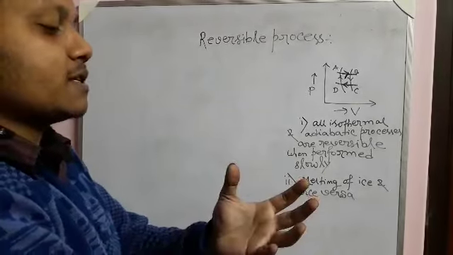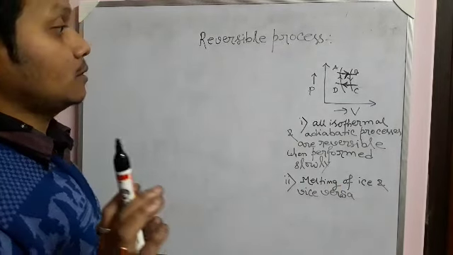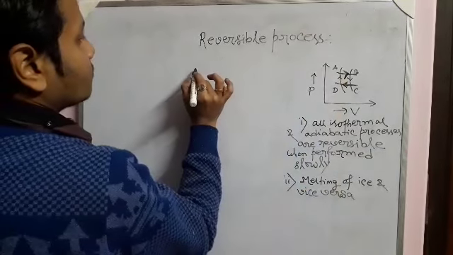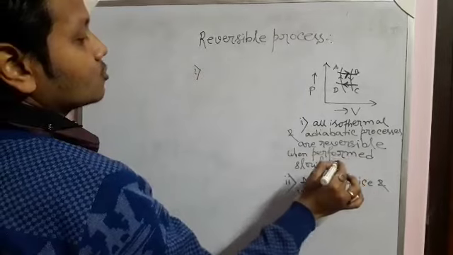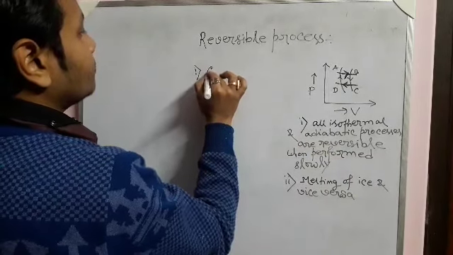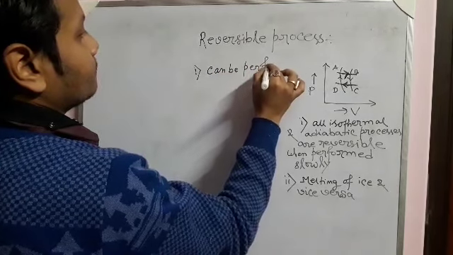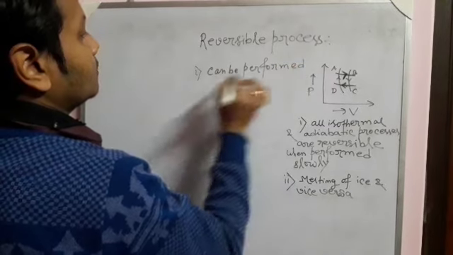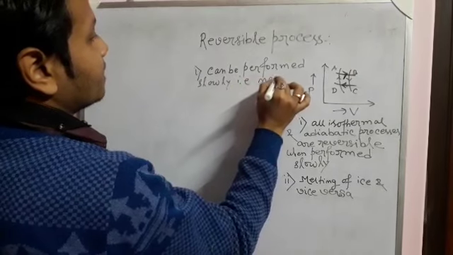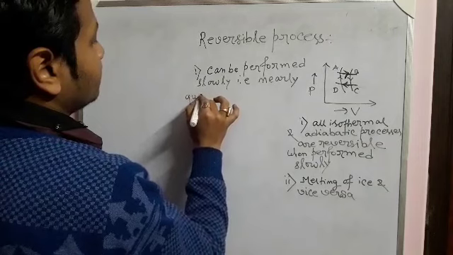Okay, so these processes can be retraced in the opposite direction. Now there are two conditions for a process to be reversible that I have to mention. First of all, the process must be slow. It can be performed slowly, that is, nearly quasi-static.